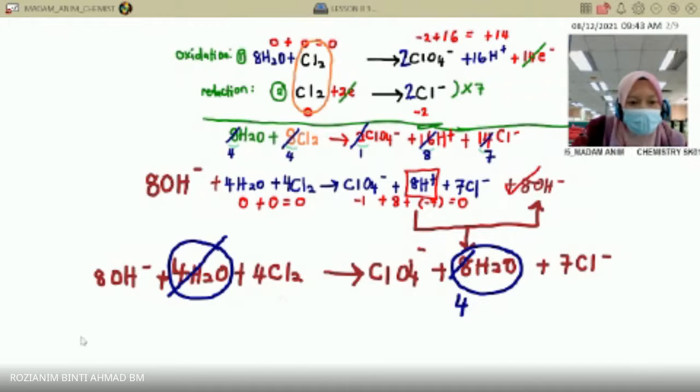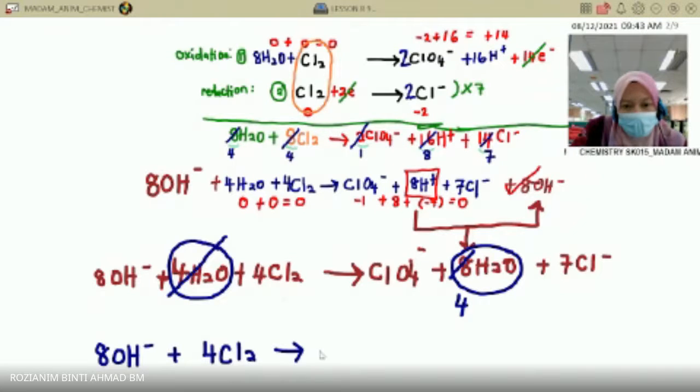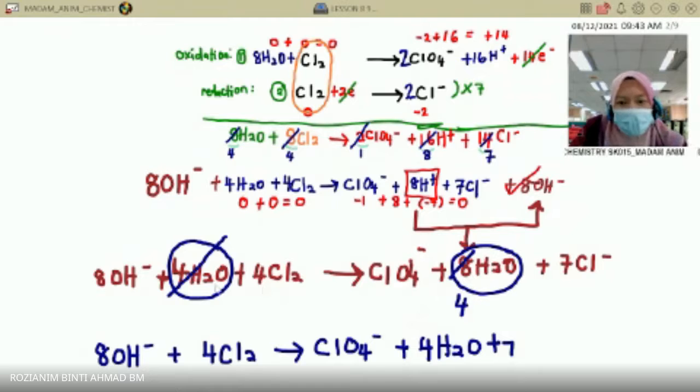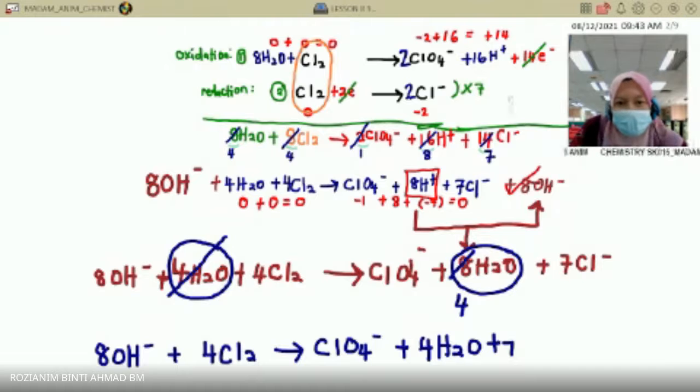So the finalized equation kita hanya tinggal 8 OH minus plus, okay, water dah tak ada left hand side, 4Cl2 produce ClO4 minus, 4H2O and plus 7Cl minus. Mana 2H2O? Oh, 8 tolak 4. Dia bukan bahagi, ditolak. Okay, faham. Ditolak sebab dia berada different side. Sama juga yang macam ke atas ni tadi. 14 tolak 14 elektron. So dia akan jadi kosong.